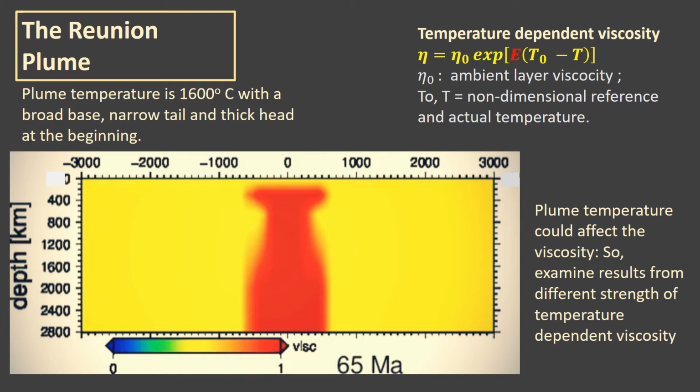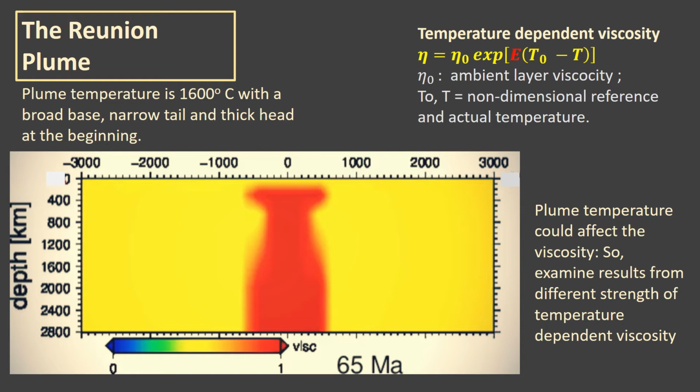So how does it work? If E equals 0, then there is no temperature dependent viscosity. So even if the plume is there, the temperature dependent viscosity will not be applicable. If we increase the value of E, then the temperature dependence will increase. What this temperature dependence means is that if we increase the value of E, then the hotter temperature region will yield a lower viscosity region, and the cold temperature region will translate into a high viscosity region.